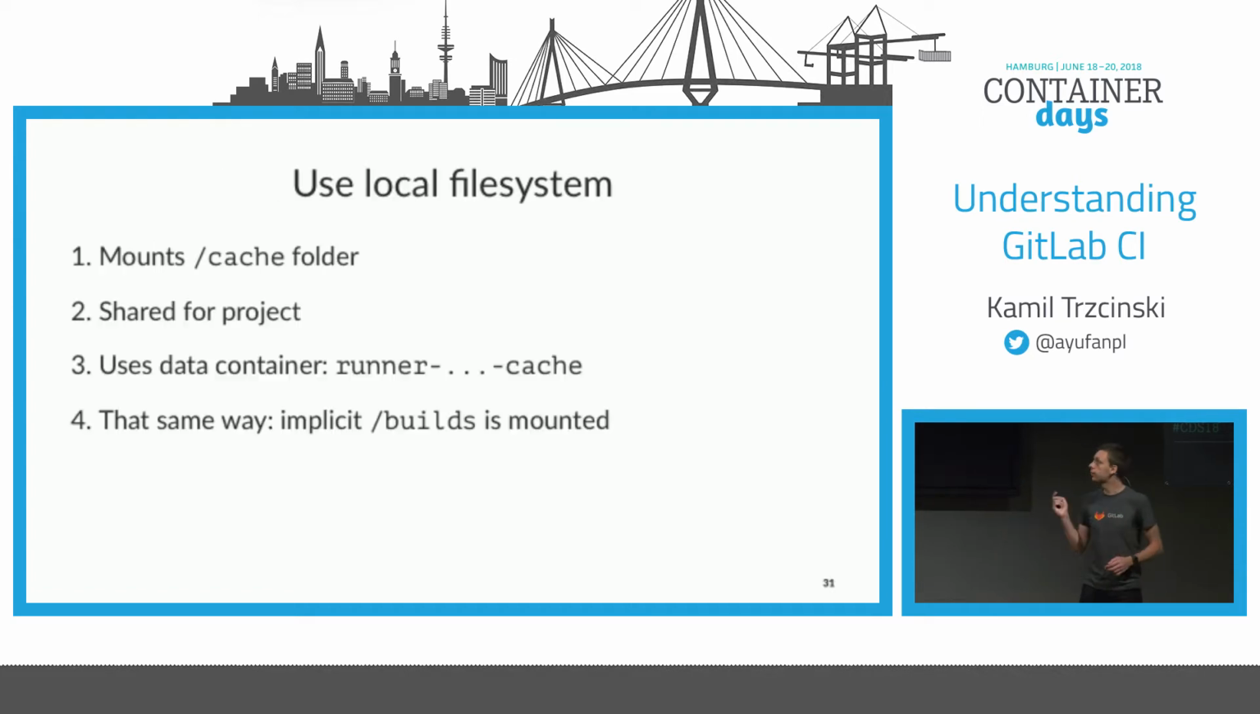Why did we find that? Because the cache volume is the folder that is mounted to your CI job running on Docker. And each of your projects receives a unique cache folder. So this cache folder is not shared between projects, but is shared between jobs.